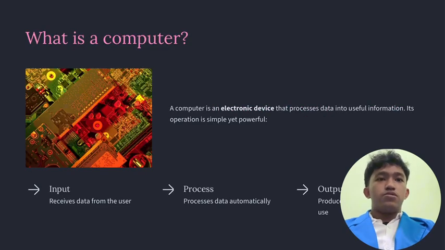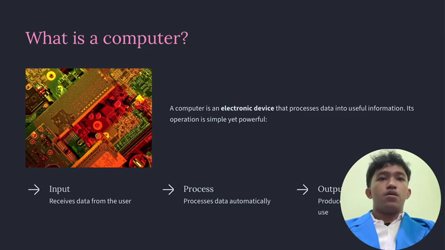Before we go further, let's start with the basics. What actually is a computer? Simply put, a computer is an electronic device that processes raw data into information we can actually use. The way it works is actually pretty simple and can be broken down into three stages.